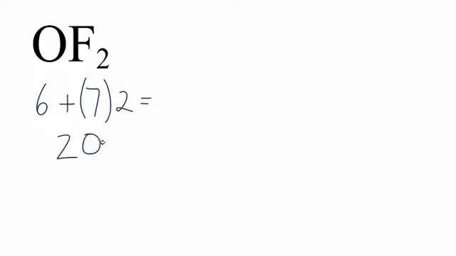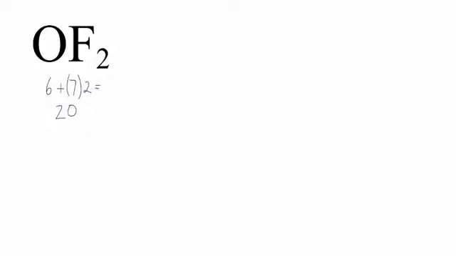We'll start with the Lewis structure for OF2. First, we find the valence electrons. So oxygen is in group 16, sometimes called 6A. It has 6 valence electrons plus fluorine, which has 7. But we have the 2 fluorines, so we'll multiply that by 2. And that gives us 6 plus 14, a total of 20 valence electrons.